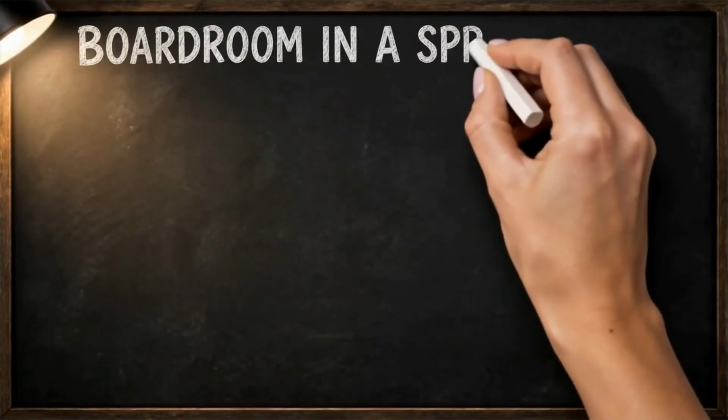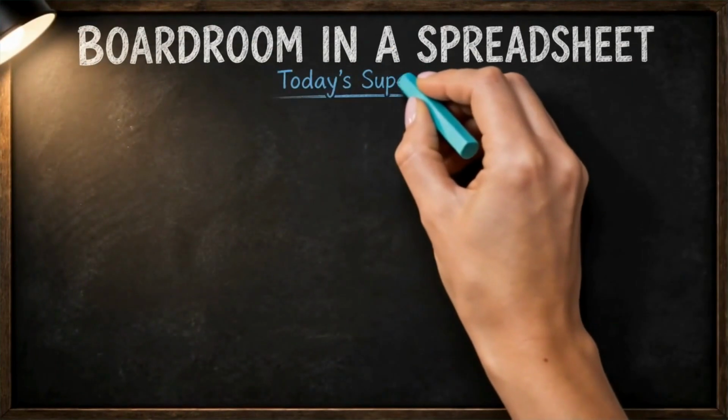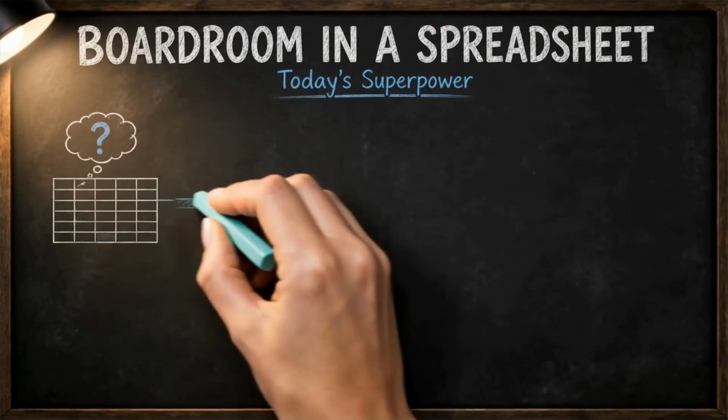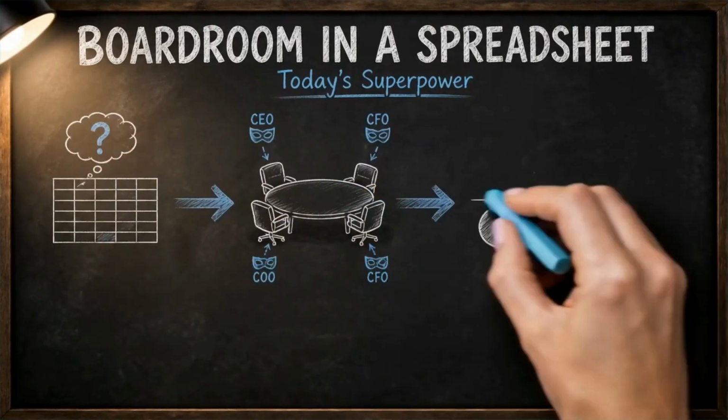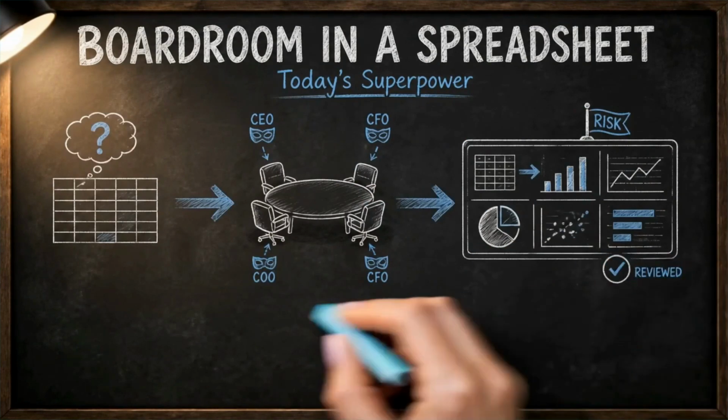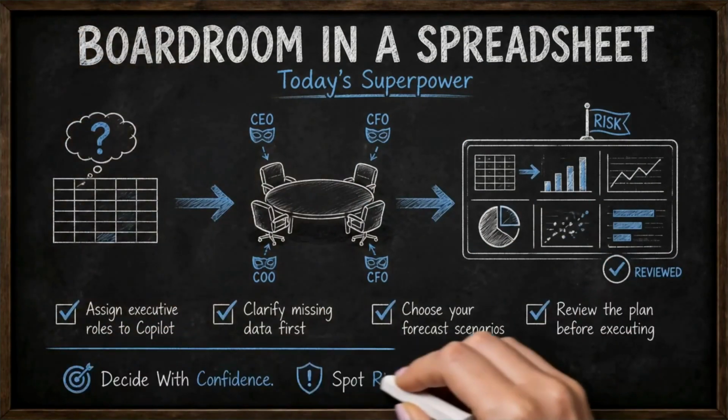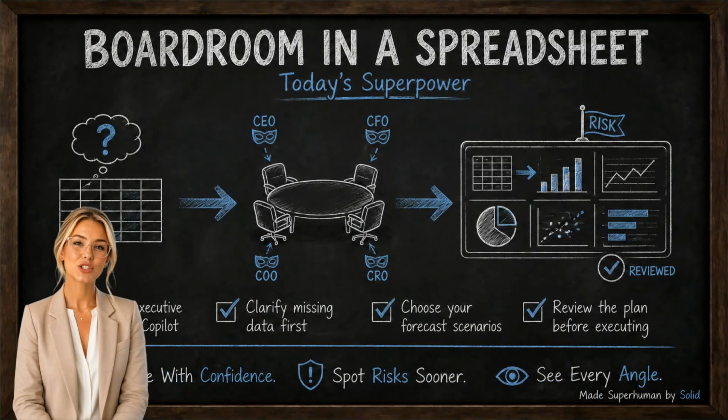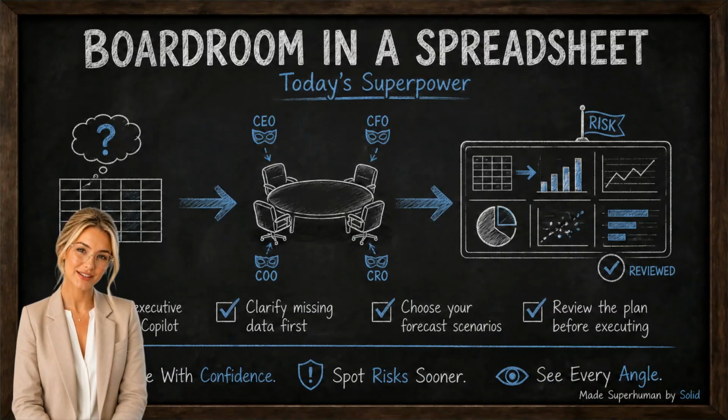Every forecast reads differently depending on who's holding it. A CFO sees cash, a COO sees capacity, a CRO sees the pipeline. Getting all four in one room can take weeks. Today's superpower: a C-suite in a spreadsheet.